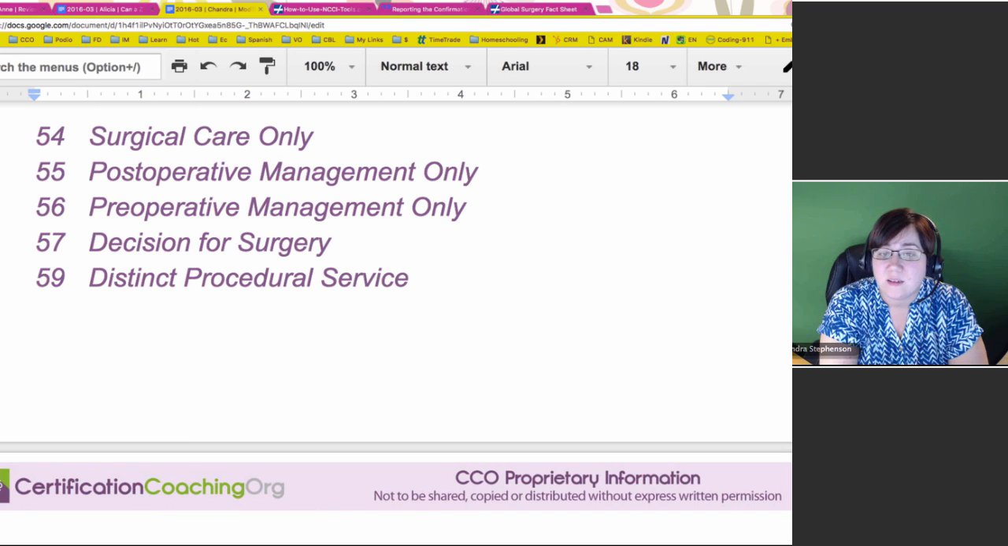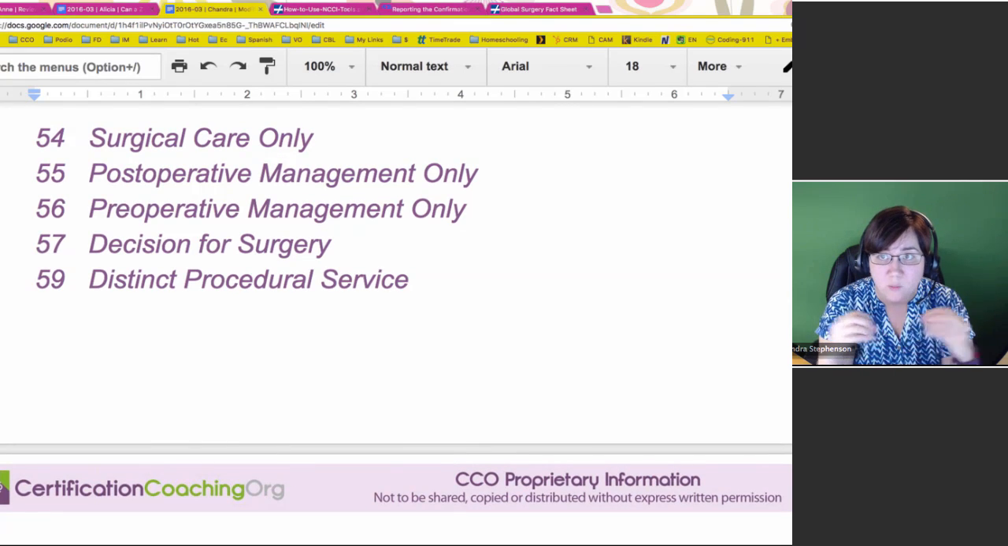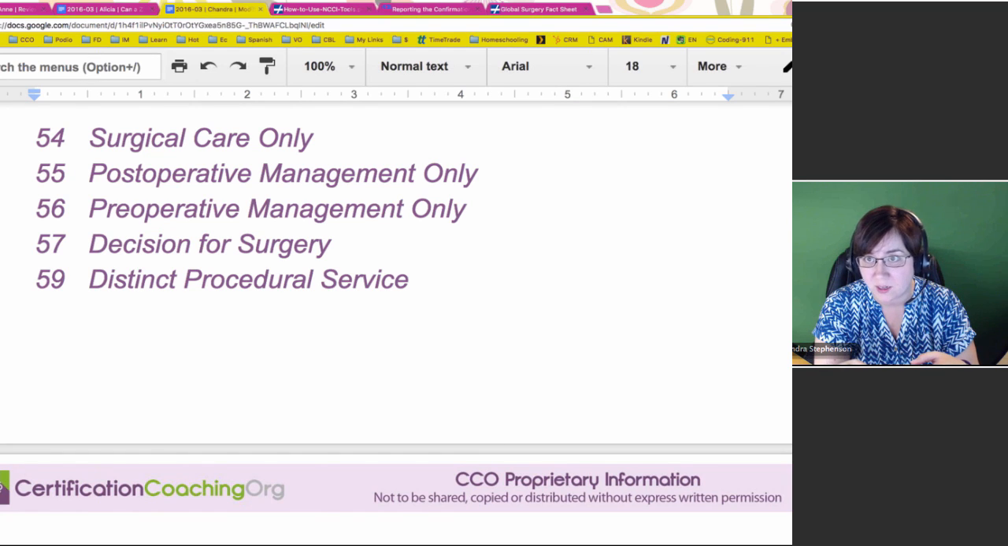59 says it's a distinct procedural service. This is what unbundles two surgical procedures from one another. And this is one of the biggest abused modifiers. People think, oh, I get an NCCI edit that says these two don't go together, and I have a modifier, so I can put a modifier on it. Just because you can doesn't mean you should, right? They have to be separate. There has to be something different to use that 59.